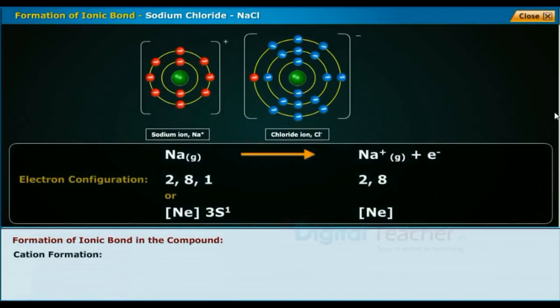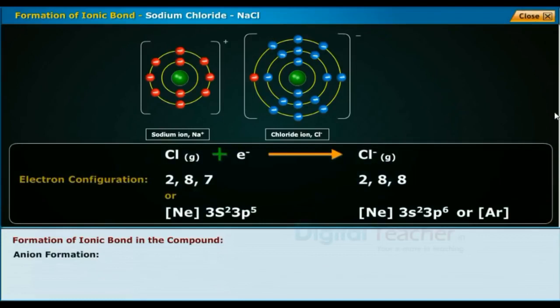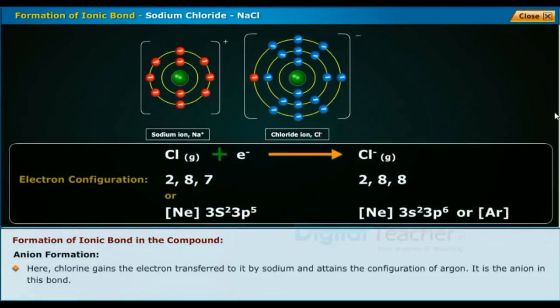Cation formation. Sodium with atomic number 11 loses one electron. It becomes a cation to attain the stable configuration of neon. Anion formation. Here chlorine gains the electron transferred to it by sodium and attains the configuration of argon. It is the anion in this bond.